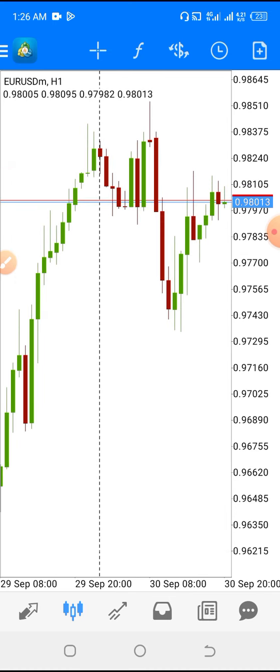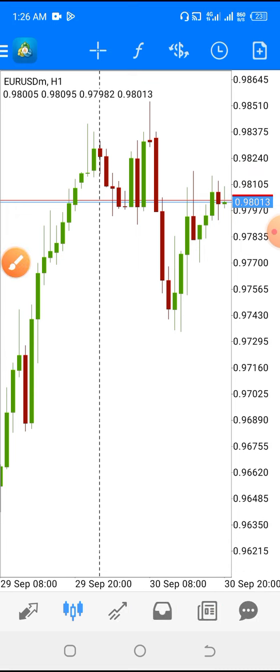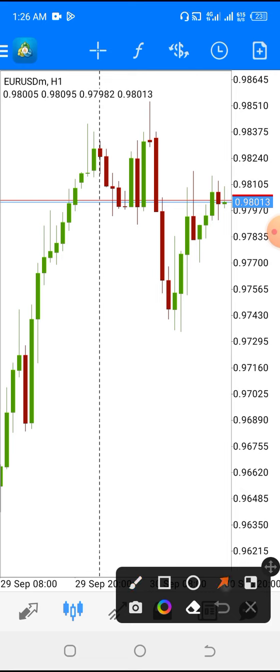Okay, now this is the current price of Euro USD. The current price of Euro USD is 0.9813. Now let me give you one example.